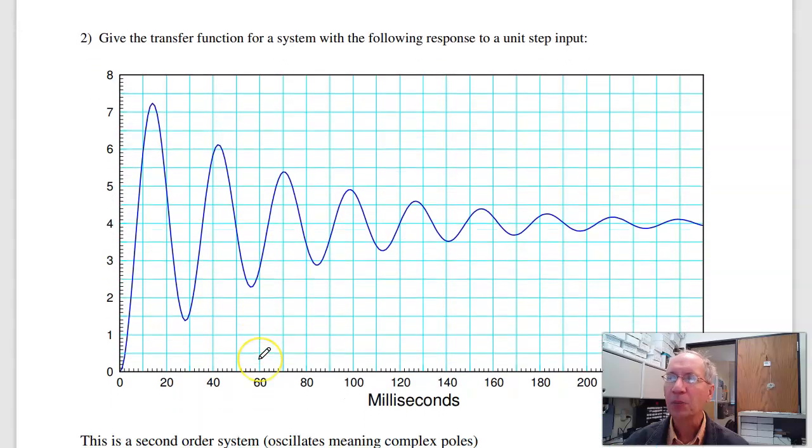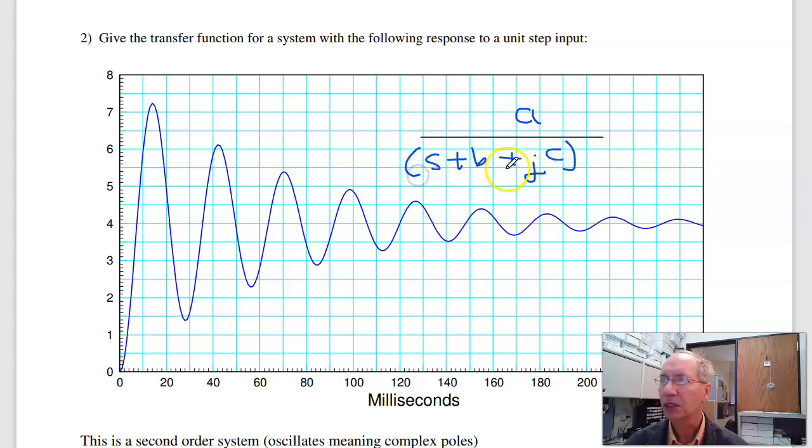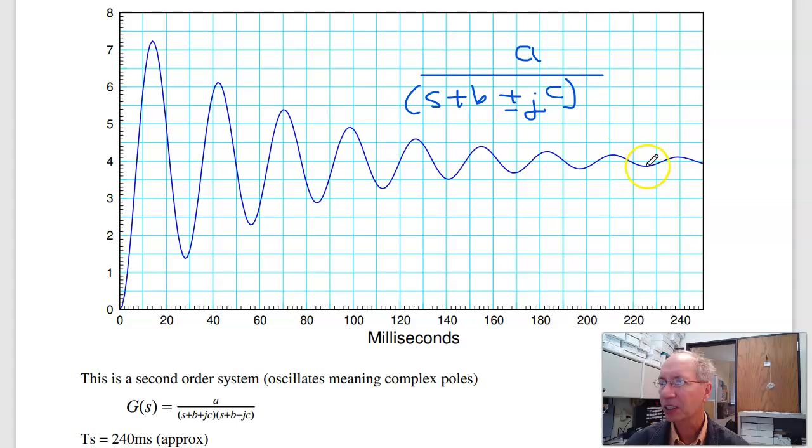Problem 2. Problem 2 is find the transfer function that has that step response. I know right away it's a second order system because it's oscillating. So I'll call that A over S plus B plus JC and its conjugate. Then I can get B from the settling time. I call the settling time right around here. Let's call it 240 milliseconds. Then B is 4 over 240 milliseconds.